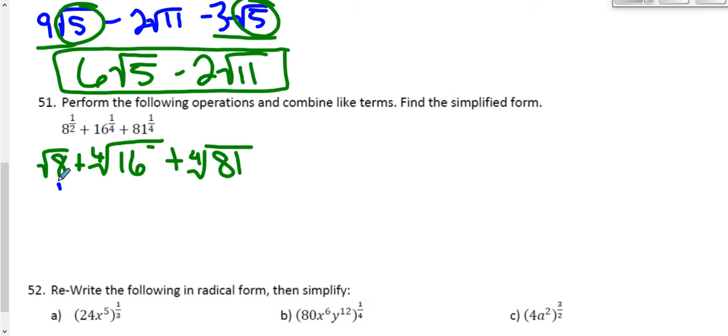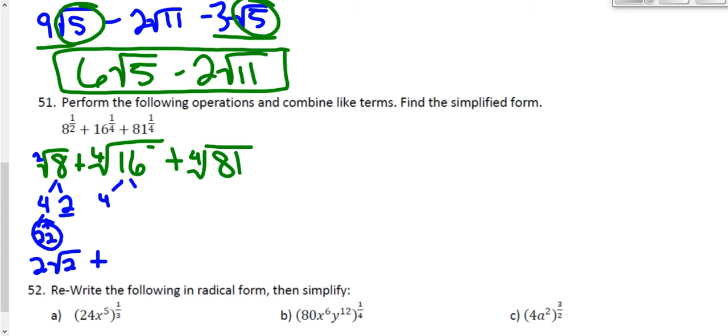8 is 4 times 2, and 4 is 2 times 2. Because this is a second root, we're looking for pairs. So 2 can come out of this radical, and this guy too is left inside. So 2 times the square root of 2. Up next, let's take a look at doing that for 16.